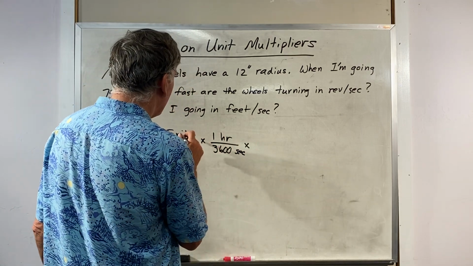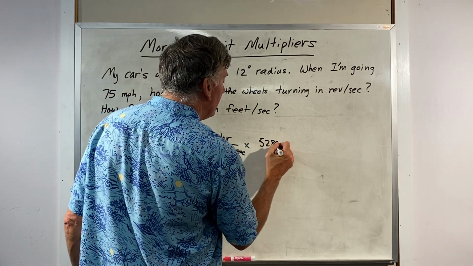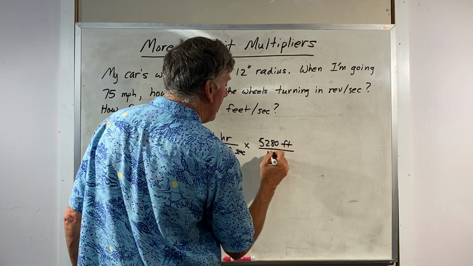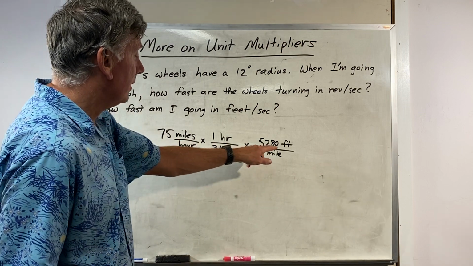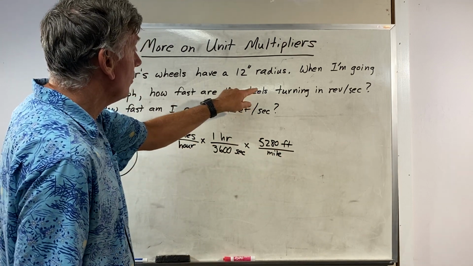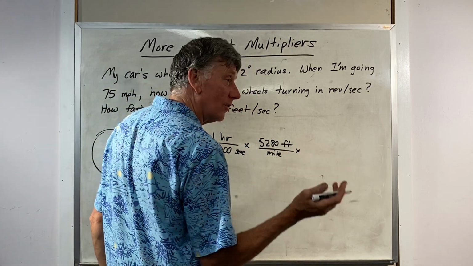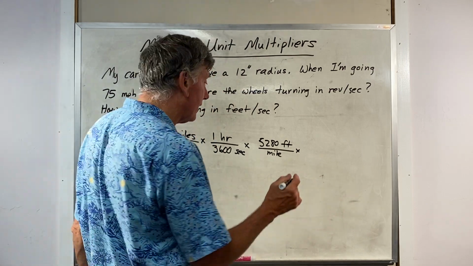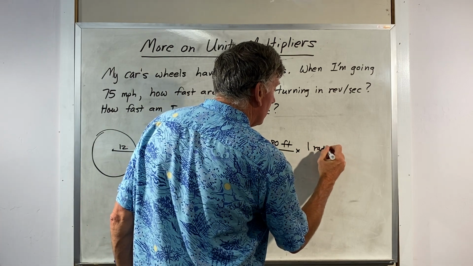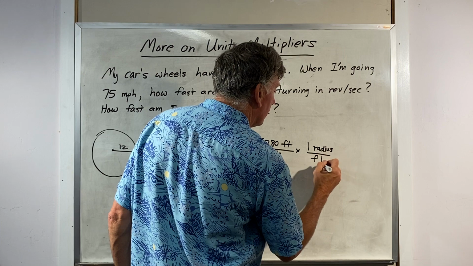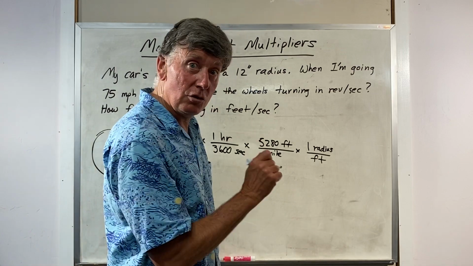Then I'm going to change the miles to feet. I'm going to put 5,280 feet per mile. Now that I've got things in feet, I'm going to go to what I know about my radius. My radius is 12 inches, or 1 foot, conveniently. So I have 1 radius per foot. I'm very careful to put it like this because I want the feet to cancel. I want those units to cancel.